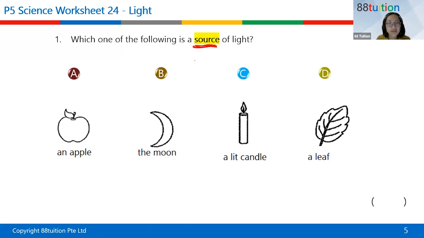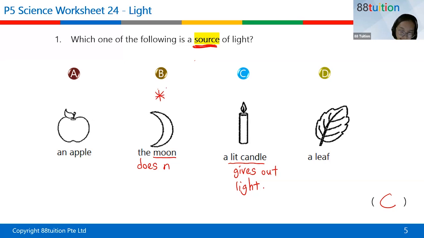So most of you have written your answers, and some of you have two answers. Some of you say, I think the answer is B and C because the moon is very bright, no? I look up to the sky, I can see the bright yellow moon, but it is wrong. The moon does not give out any light. So the answer is C. A lit candle gives out light on its own after you light it. However, the moon does not give out light. Take note of this, I put a star. The answer is C. The moon does not give out light.